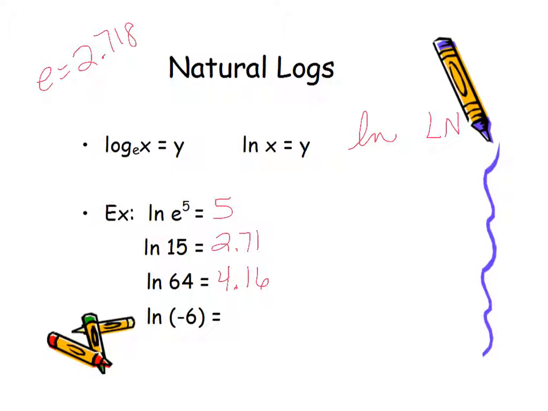Last one is a little bit different. Let's do natural log of a negative 6. And you should get an error. I just wanted to throw that one in there to remind you that we can't take logarithms of negative values. That's not going to happen. They're not going to try to trick you with that. Just be aware that that's not supposed to happen.